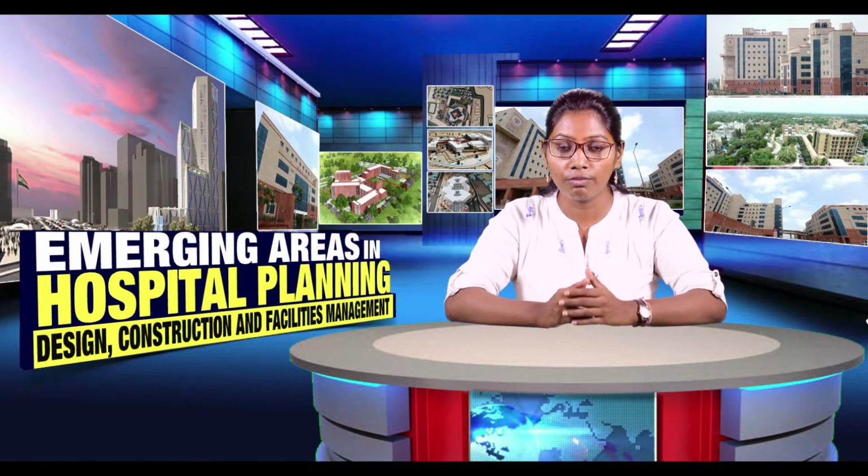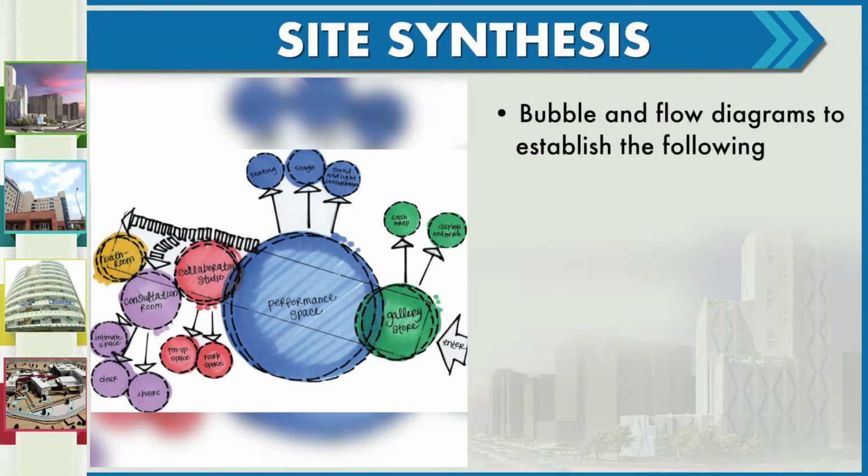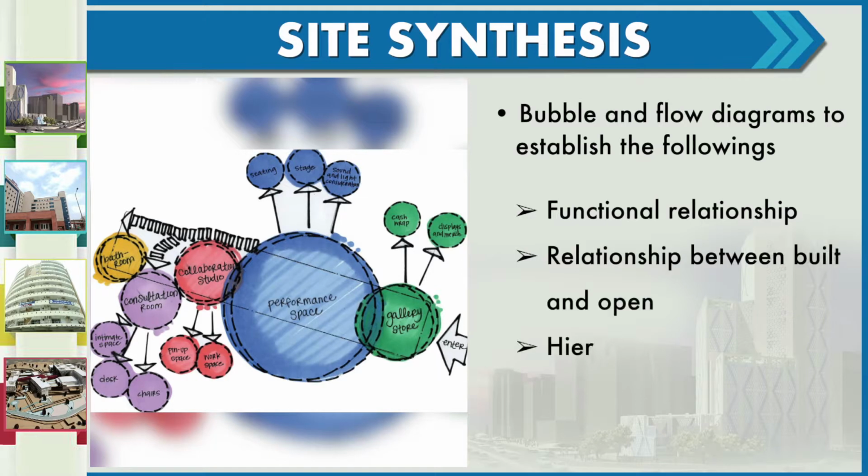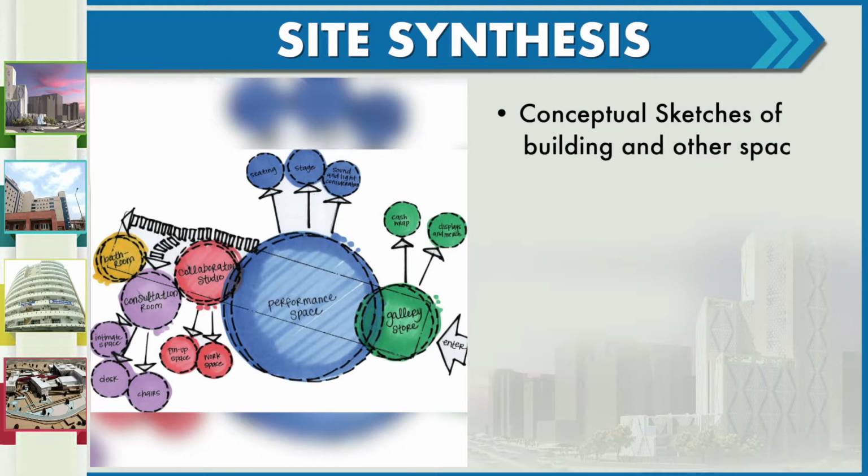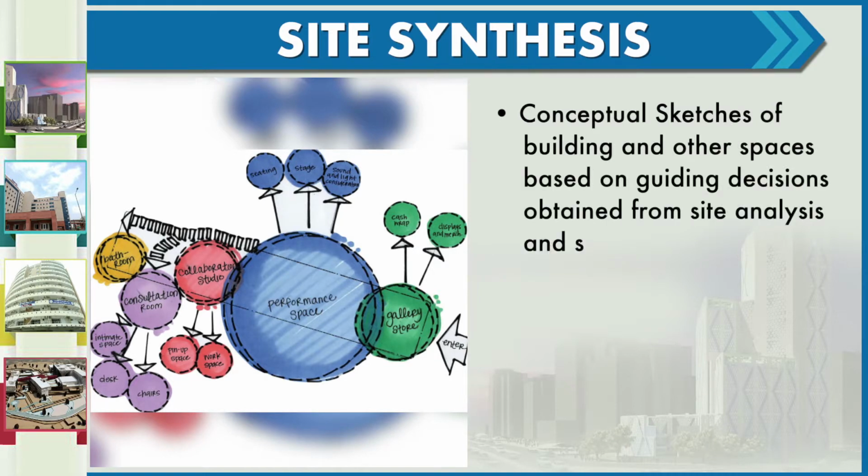From synthesizing the above data, from which we have prepared an inventory, we can develop some kind of sketches such as bubble and flow diagrams to understand the various functional relationships within the site and to provide hierarchy of spaces within the site. We can also develop some conceptual sketches of buildings and other spaces based on the guiding decisions obtained from the site analysis and synthesis.